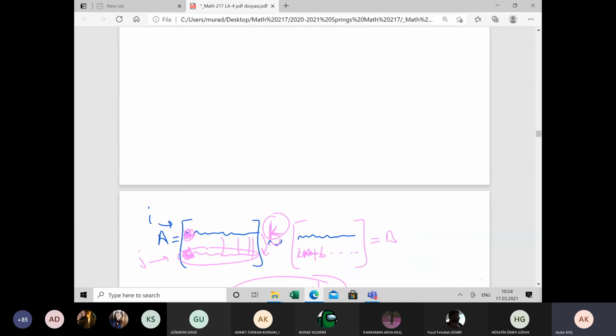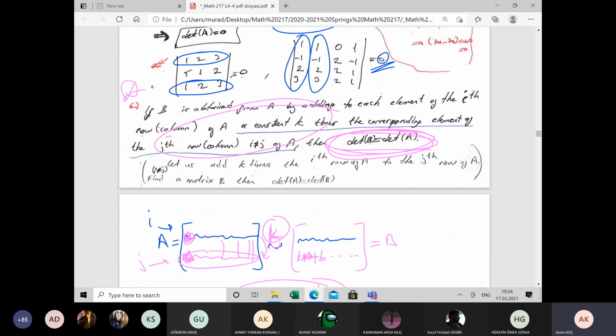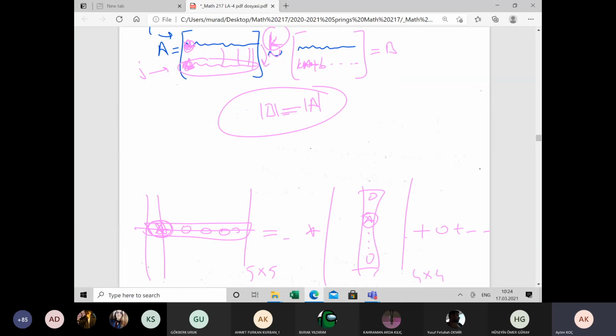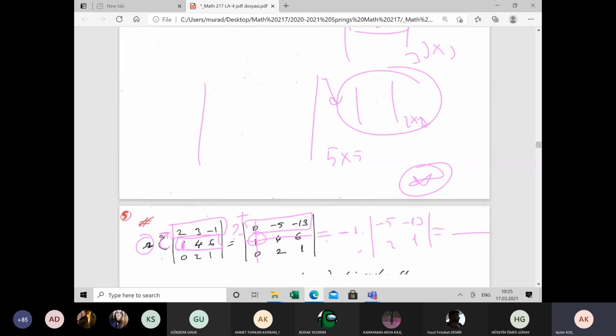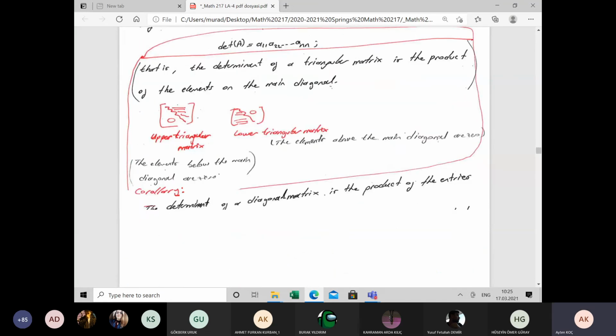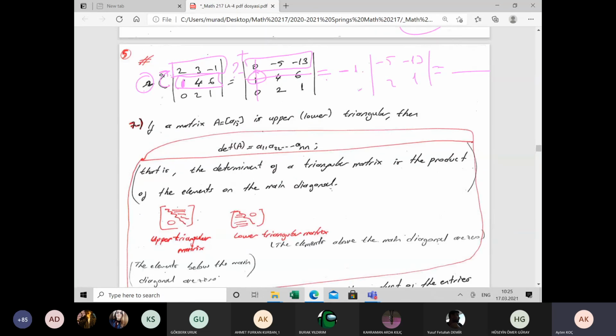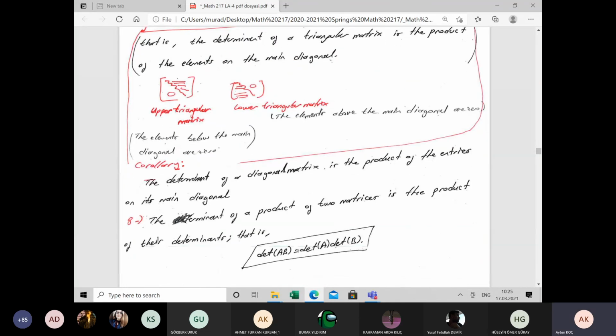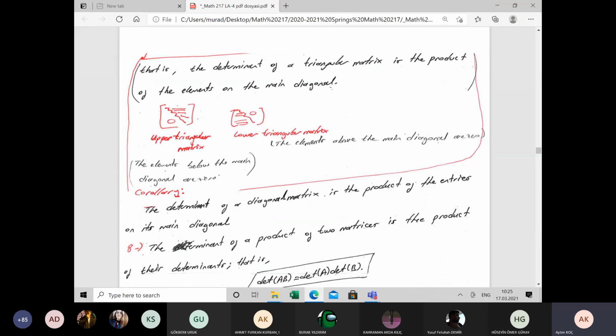So yes, these properties and operations are important because they mean less computation. It's useful to compute determinants of 4 by 4 and more, dimension greater than 5 by 5 maybe. So this operation is useful to get the determinant. Any question? No question. Okay, and one more property.